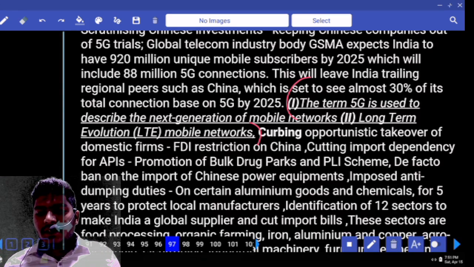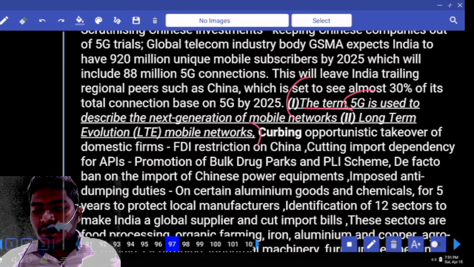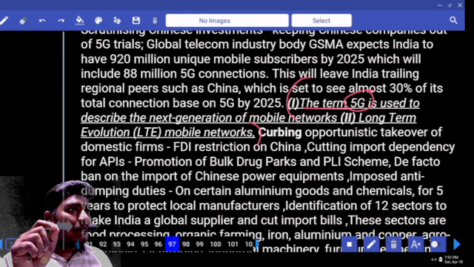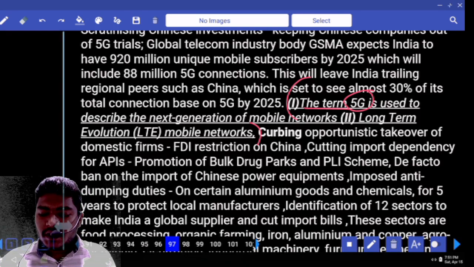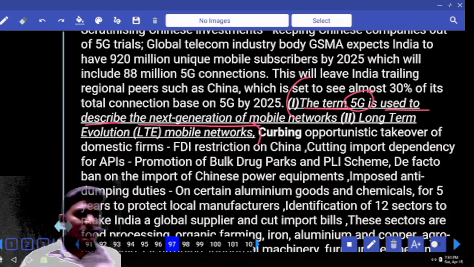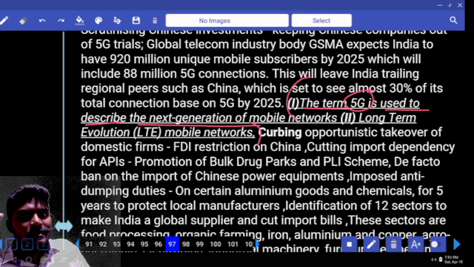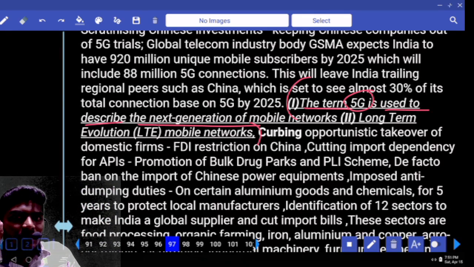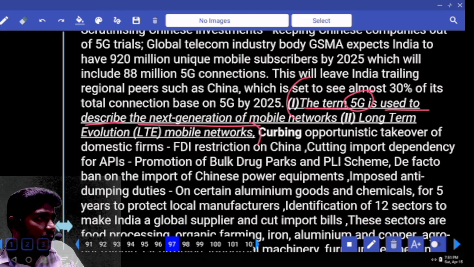Okay, the sentence is the term 5G. Which term are we speaking about here? 5G. This 5G term is used to describe the next generation of mobile networks. Now you need to answer one question. Is the 5G an updated model or outdated model? Updated. Updated one. The latest one.